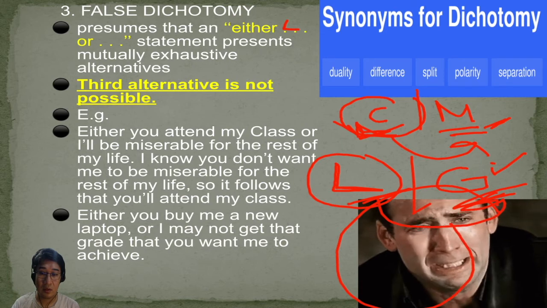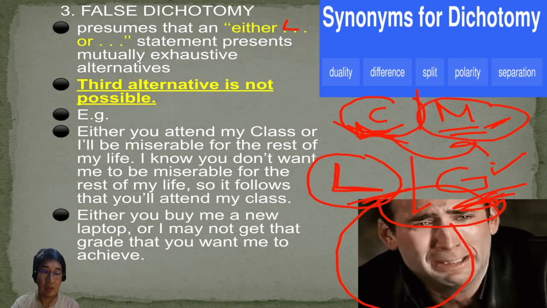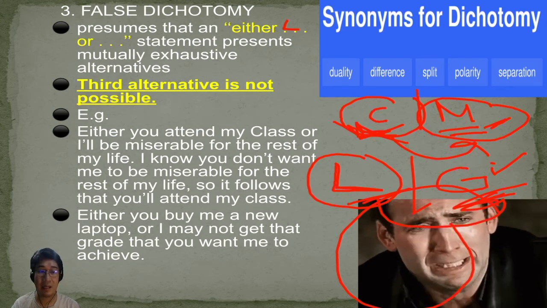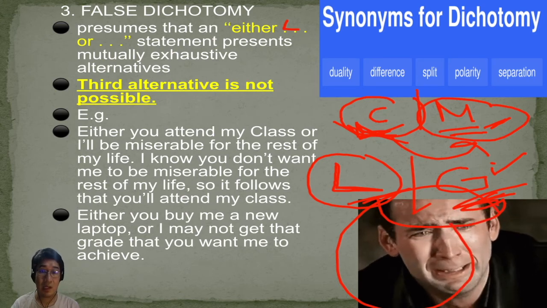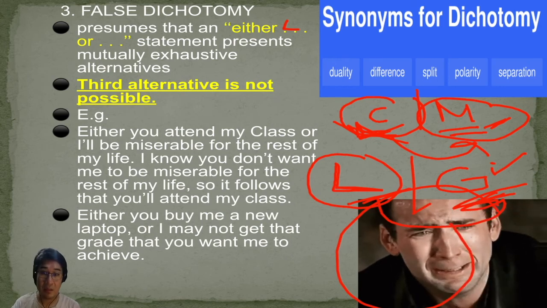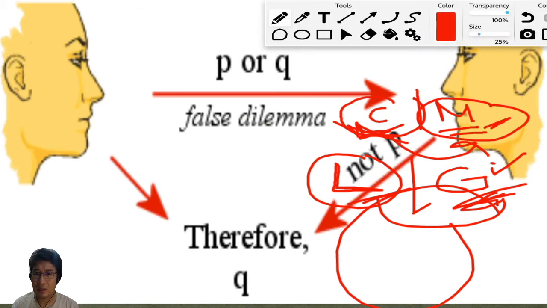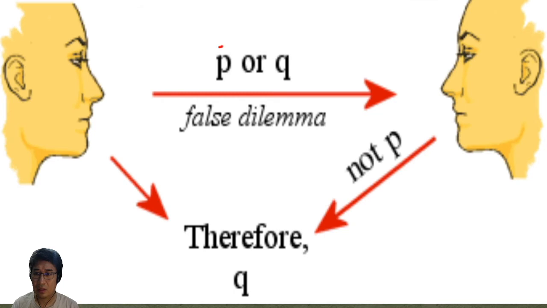Ito lang yung option mo. A-attend ka ng class o hindi. Kasi kung hindi ka attend ng class, magiging miserable ka. So, the fallacy presents a possible effect if you will not choose the option being presented to the respondent. So, this is false dichotomy. You don't have any choice, P or Q.